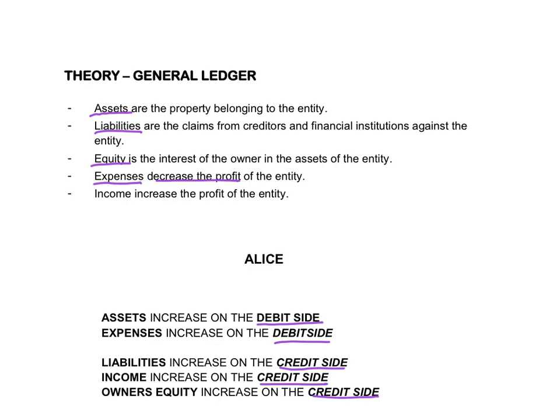We can use the word ALICE to remember which accounts increase on the debit side and which ones will increase on the credit side. If I take the first letter of ALICE and the last letter of ALICE, it is assets and expenses that will increase on the debit side. If we take the letters inside the word, that's liability, income, capital, they will increase on the credit side.